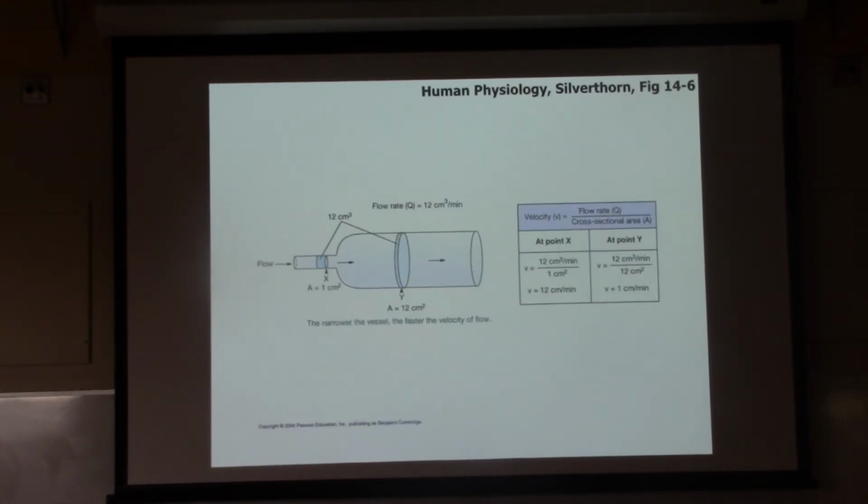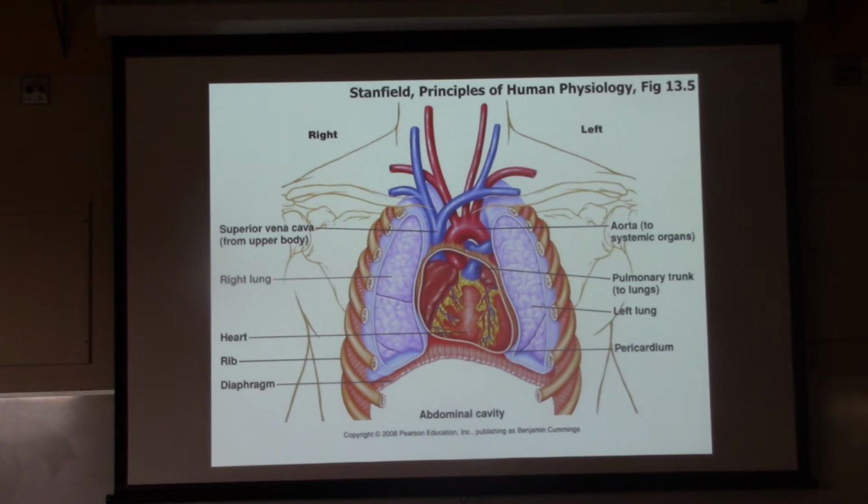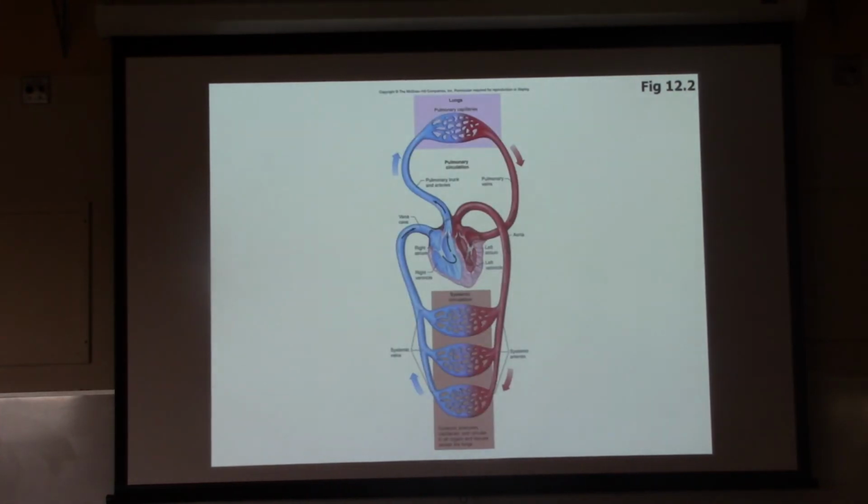All right, we talked about that. Why do I want to show you this? There's a heart in the middle there. Okay, so we had talked about this figure before. We use this figure to highlight the two circuits: the pulmonary circulation and the systemic circulation. It's all driven by this one heart.